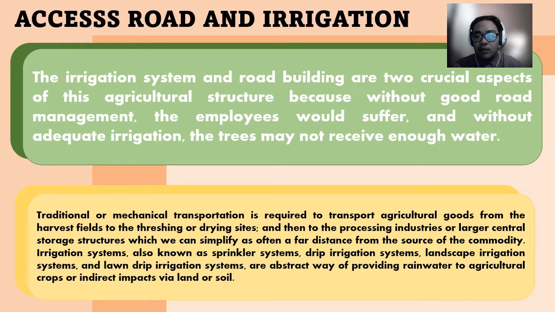Irrigation systems, also known as sprinkler system, drip irrigation system, landscape irrigation system, and lawn irrigation system, are an artificial way to provide water to agriculture crops, or indirectly to land and soil.